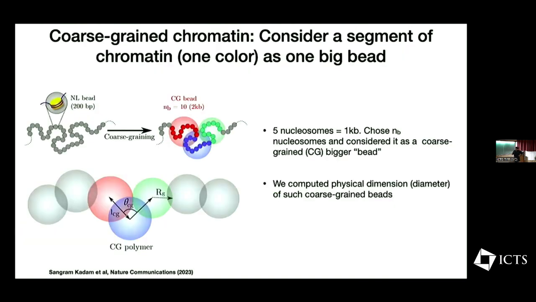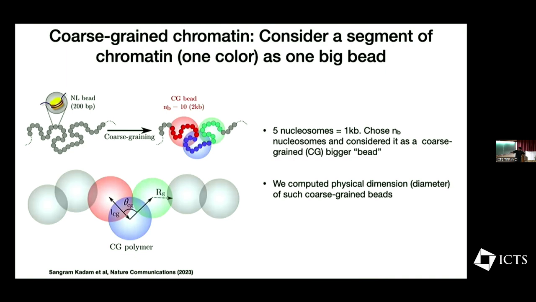Now, once we have this nucleosome resolution configuration, we can do a process called coarse graining, which is basically considering a segment, for example here 10 nucleosomes, as a big bead. You can take a small polymer, in red here, which is a part of the genome. You take these 10 nucleosomes and draw a sphere around it. And you ask, what is the size of this sphere, the radius of gyration? How big is the sphere?